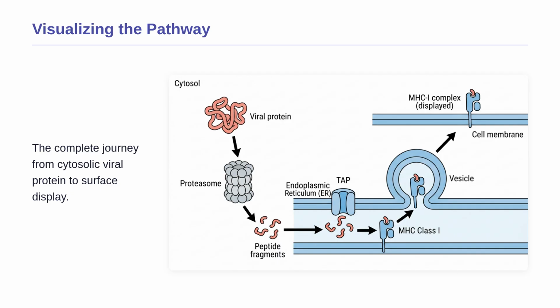Once inside the ER, the fragments are loaded onto the newly synthesized MHC class I molecules. Finally, follow the vesicle as it carries this loaded complex up to the cell membrane at the top right. The complex fuses with the membrane, leaving the viral peptide prominently displayed on the outside of the cell, ready to be inspected by the immune system. This visual perfectly summarizes the biological supply chain we just calculated.